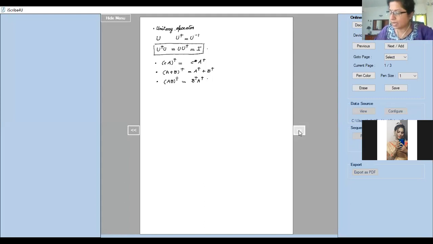Let me just write it out. Are you asking the third question, whether AB dagger is equal to A dagger B dagger? Is there anything wrong with that? It's absolutely wrong. You can never write it like this.